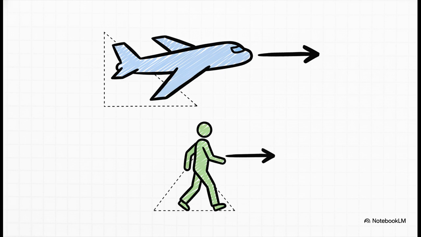Now that we've decoded the jargon, take a look around you. The next time you walk down the street or watch a plane fly overhead, ask yourself, how might you describe that physical journey using only the language of vectors?